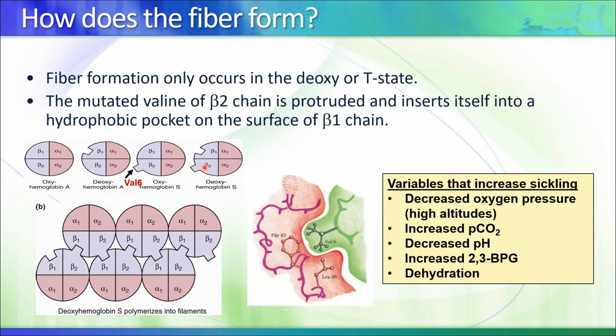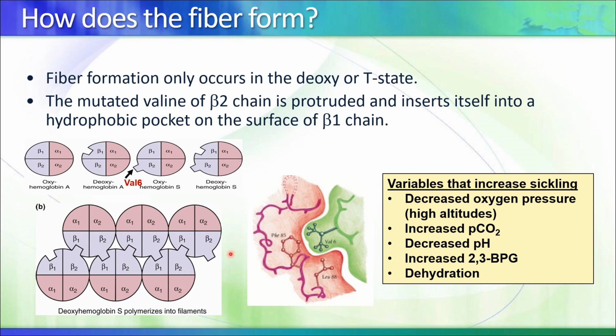So when it becomes deoxygenated, this protrusion still exists, but you have the hydrophobic pocket in here. So what happens is that the protrusion of one molecule would fit into the pocket of another molecule. So here you have the hydrophobic pocket right here. That's the protrusion, and the protrusion would fit into the hydrophobic pocket. So right here you have the valine protrusion, and it gets inserted into the hydrophobic pocket. Okay, so that would cause clumping of the hemoglobin molecule.